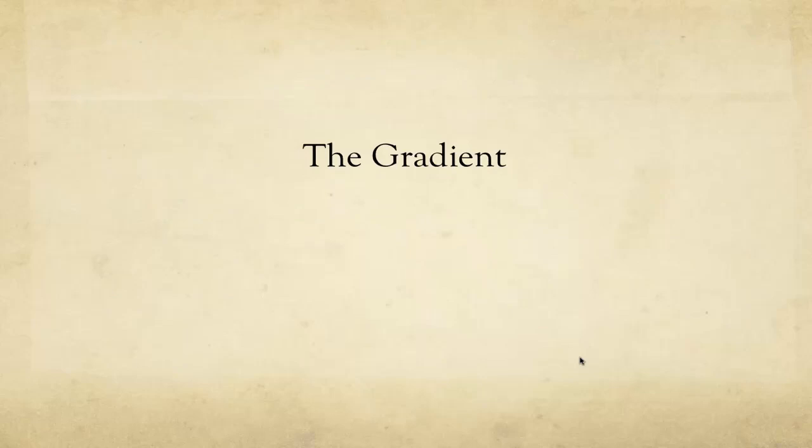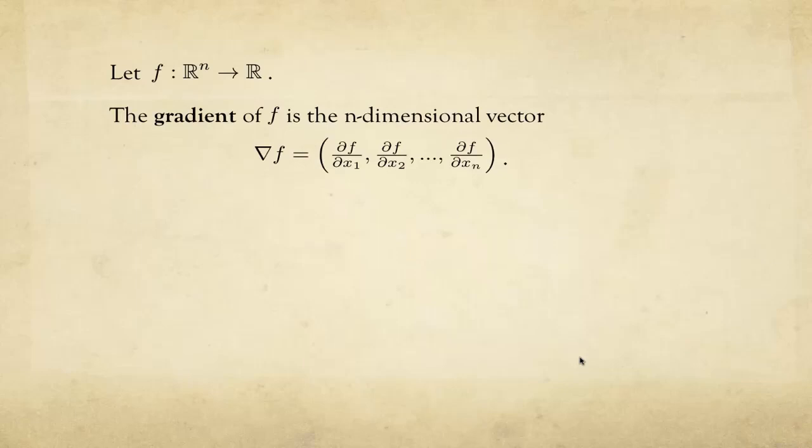Okay, now let's put it together and come up with something called the gradient. So again, you have a function of many variables, n variables in this case, and the function has to be real valued. The gradient of f, by definition, is an n-dimensional vector. It's found by taking the partial of f with respect to each of the variables, and then just putting it together into a vector.